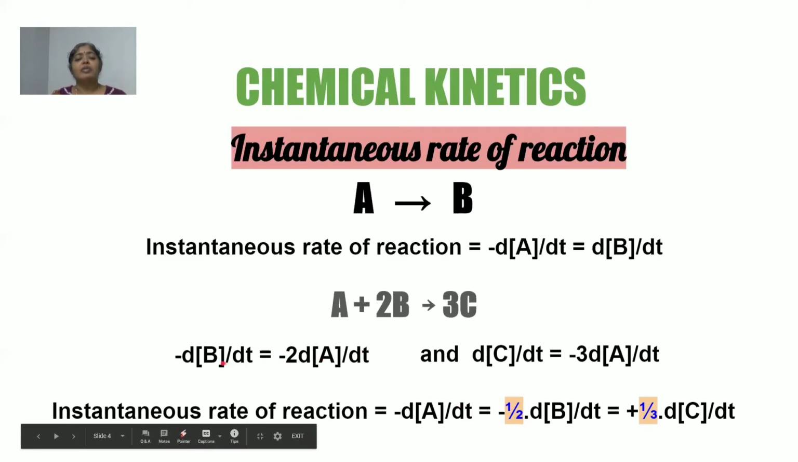You can see here dB by dt is equal to 2 times dA by dt. So I can write dA by dt will be equal to half of dB by dt. So I get here minus 1 upon 2 times dB by dt. Obviously the negative sign has to remain because they are indicating the reactant. That means the reactant concentration is decreasing. And if I have to write it in terms of C, then from this expression I get that dA by dt is equal to 1/3 dC by dt. So I get here 1 by 3 into dC by dt.